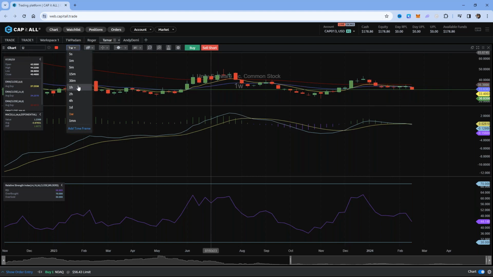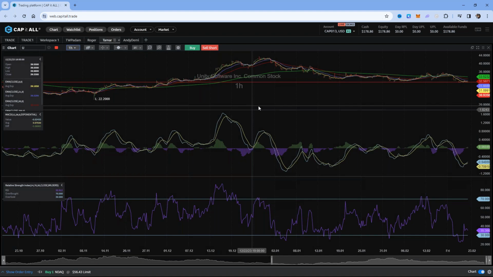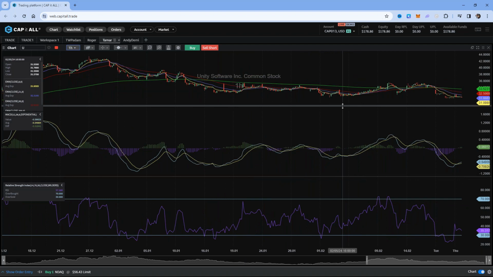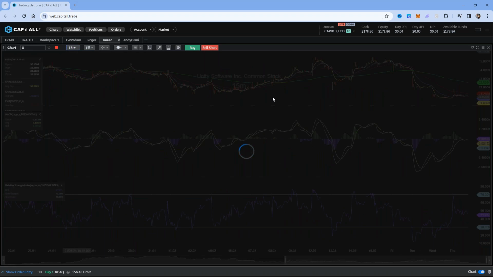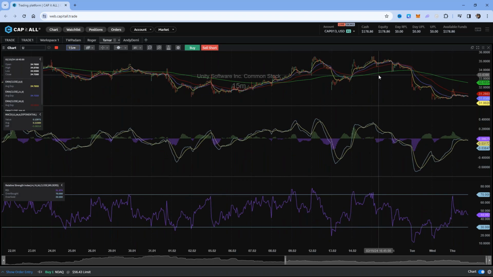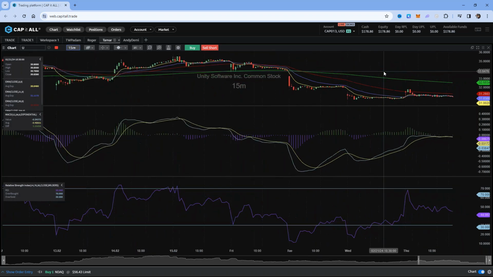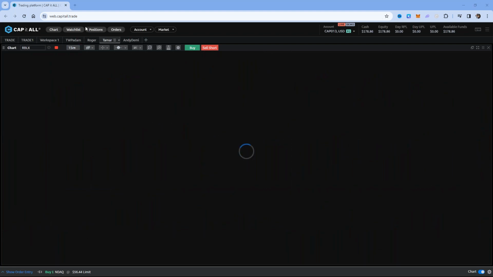Let me get back to the hourly time frame. Yeah, very, very tight price action. You can see it really doesn't move a lot. So yeah, it doesn't look like the best one to trade. I think it's a smaller cap stock. Let's go and have a little look at some other ones.